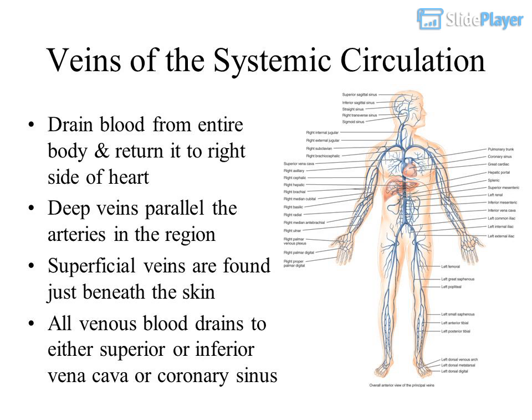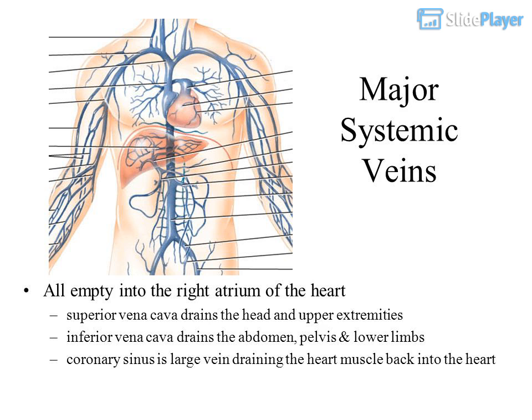All venous blood drains to either the superior or inferior vena cava or the coronary sinus. Major systemic veins all empty into the right atrium of the heart. The superior vena cava drains the head and upper extremities. The inferior vena cava drains the abdomen, pelvis and lower limbs. The coronary sinus is a large vein draining the heart muscle back into the heart.